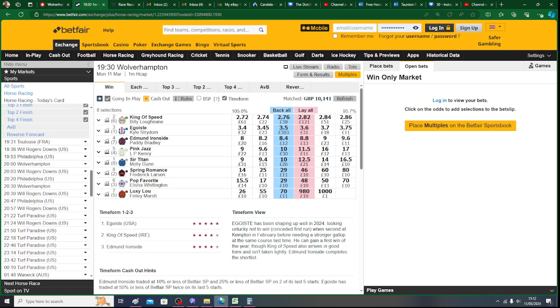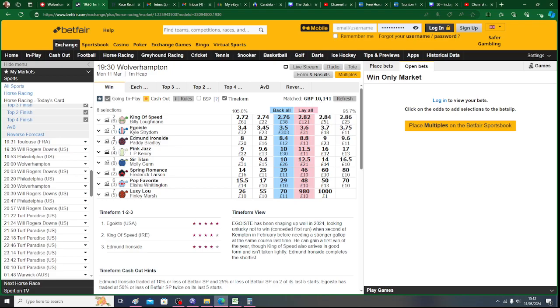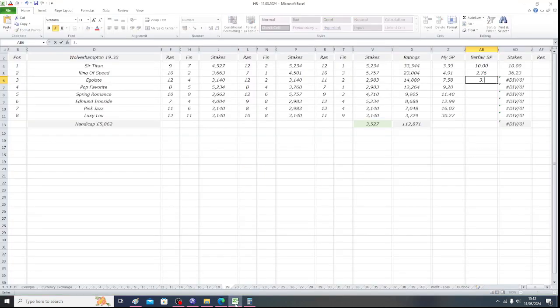And the second selection we've got is King of Speed. This is favourite at 2.76, and again the stakes there, £36.23 will return you £100. Now the only thing is, all this now leaves is £3.77 to play with, and Egoist is trading at 3.5, that is second favourite at 5-2. But all we can have on this one, regardless, is £3.77.